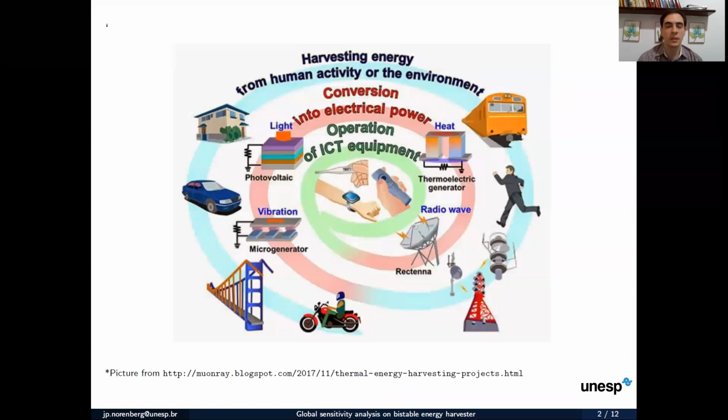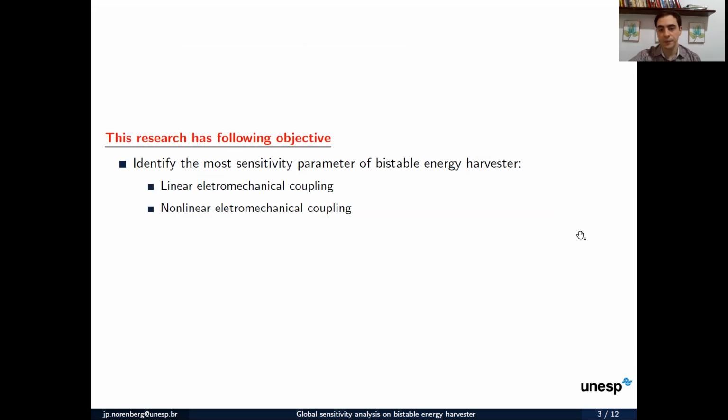Energy harvesting has become a smart solution in the engineering field and consists of harvesting energy from human activity or the environment to convert it into electricity to feed and operate some electronic devices. Here in this picture, we have some examples of the energy available in the environment, some conversion techniques, and some electronic devices with low consumption. In my studies, I concentrate on vibration energy harvesting.